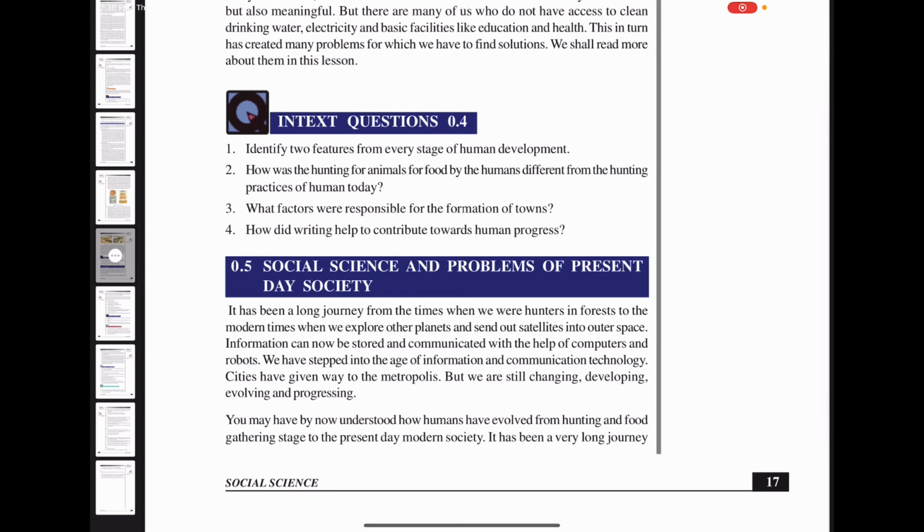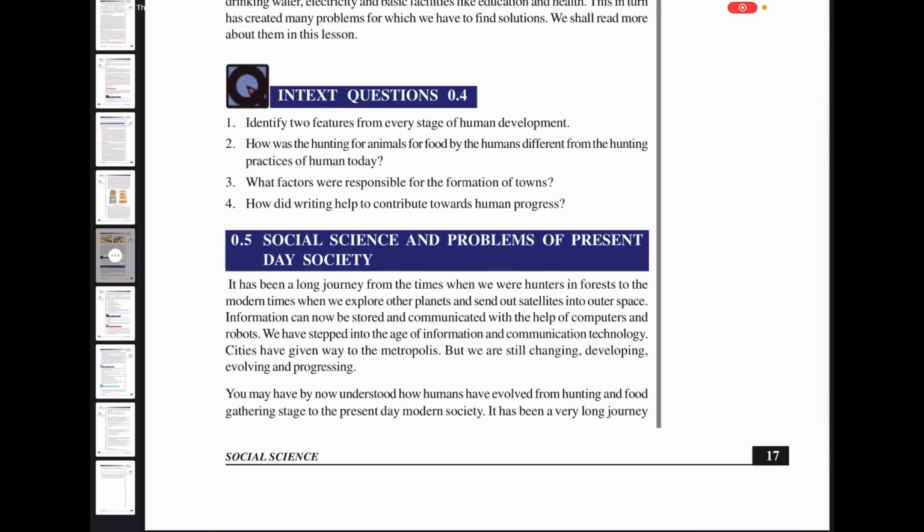Social science and problems of present day society. It has been a long journey from the time when we were hunters in forests, to the modern times when we explore other planets and send out satellites into outer space. Information can now be stored and communicated with the help of computers and robots. We have stepped into the age of information and communication technology. Cities have given way to metropolis, but we are still changing, developing, evolving and progressing.